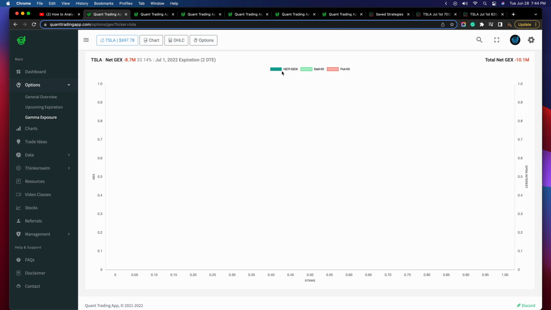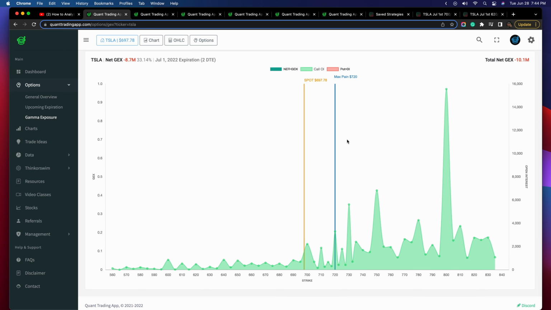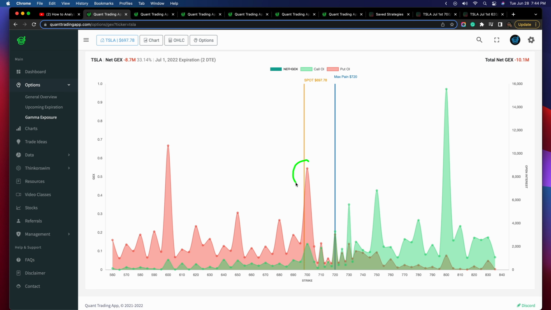If I were to turn off the gamma exposure and we take a look at where the open interest on calls is, we can see that the highest points of open interest would be at the 800 strike and the 750 strike. So if we hover right here, we can see over 15,000 open interest on the 800 strike. If we were to turn on the open interest for puts, we can also see a spike at 700, a spike at 650, a spike at 600, and so forth.